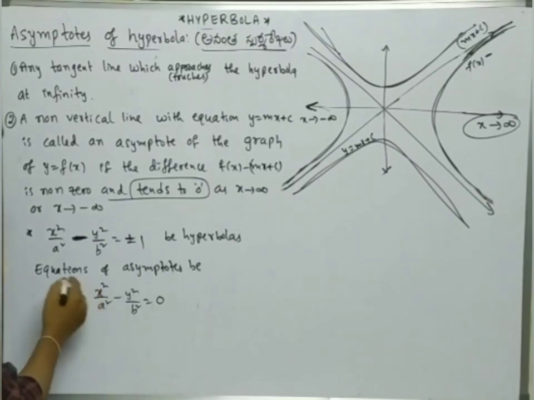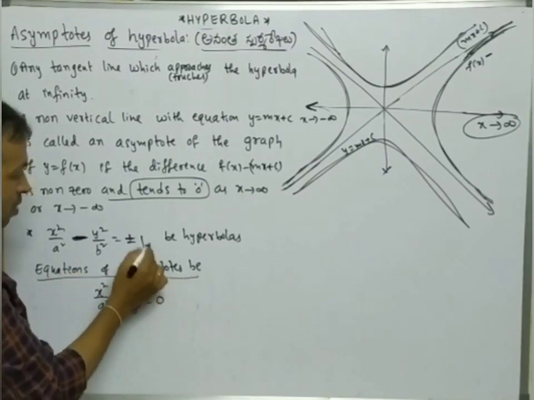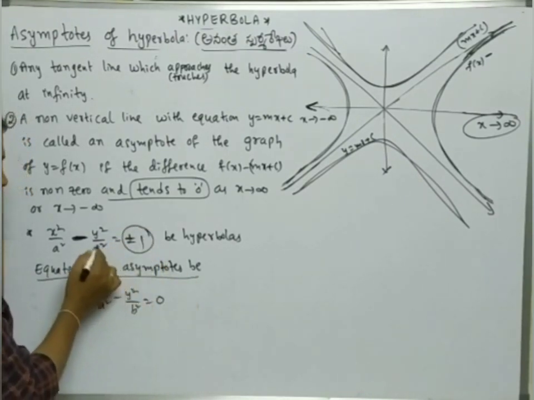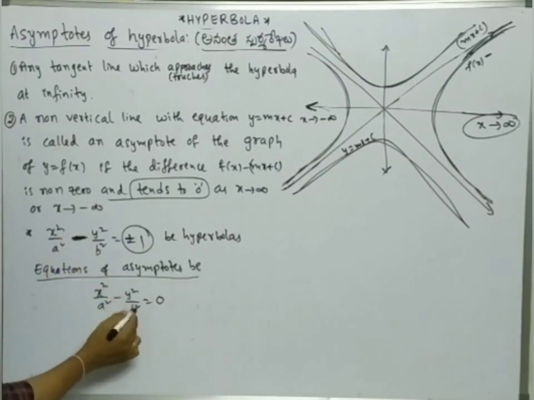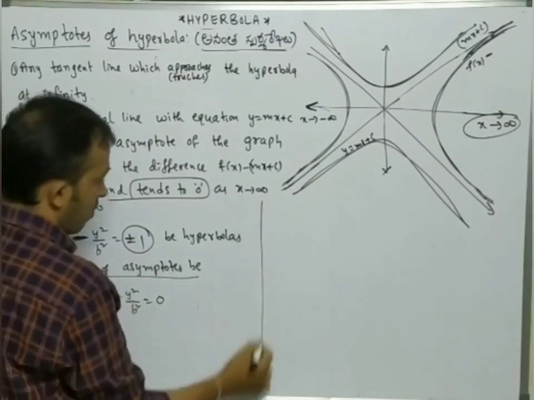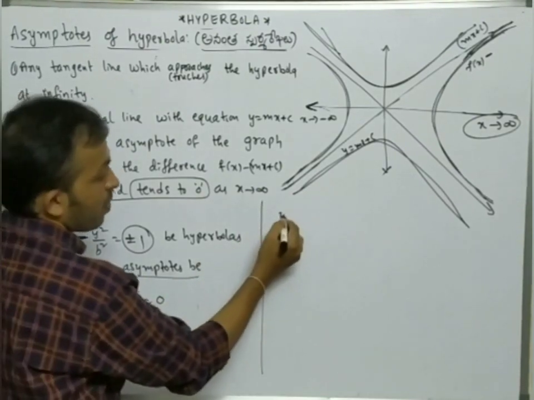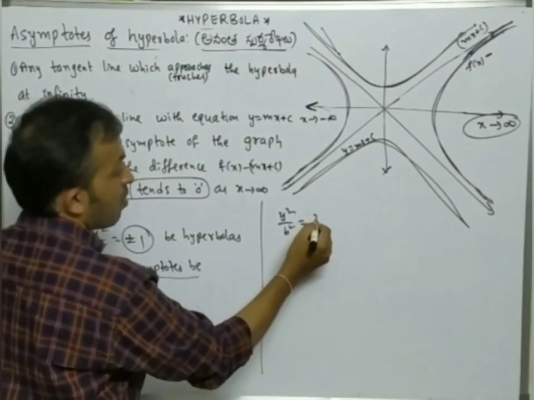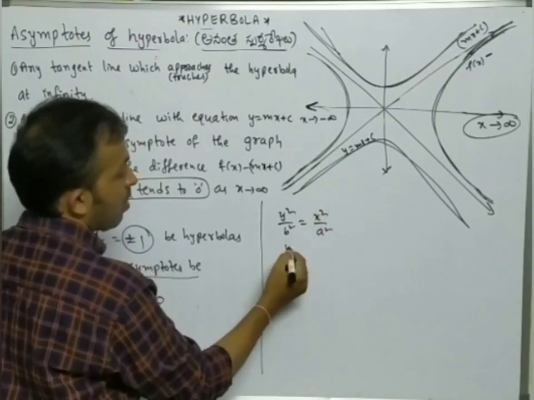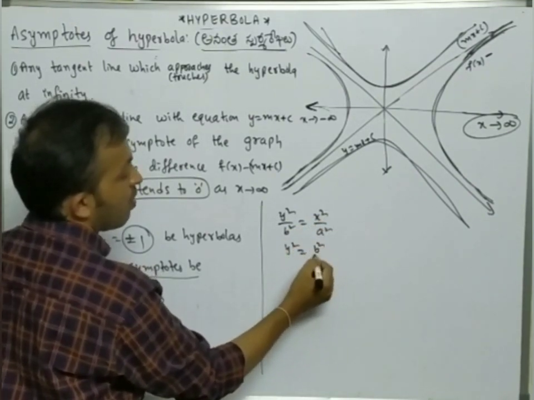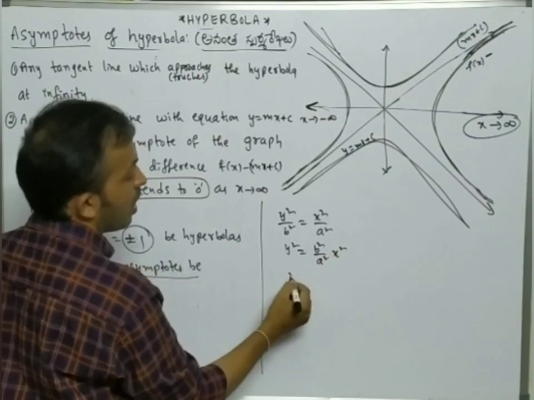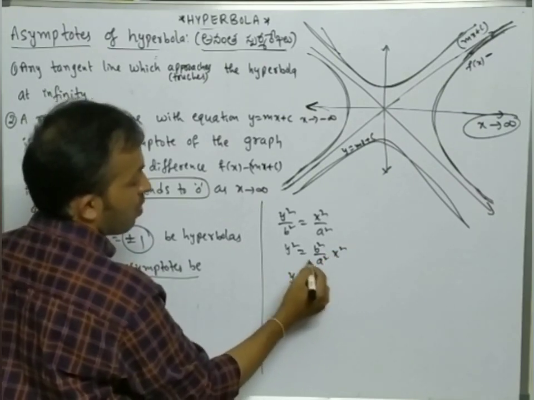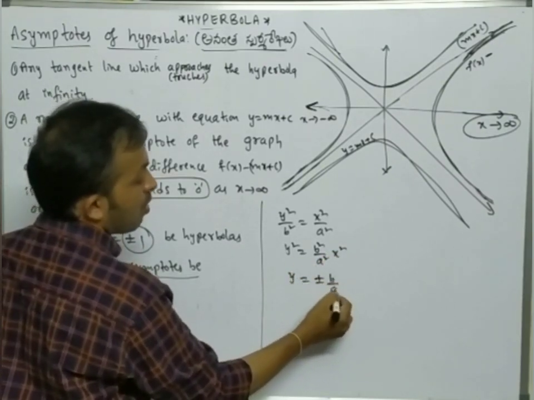So to find the equations of the asymptotes, equate x square by a square minus y square by b square to 0. So from this, y square by b square is equal to x square by a square, so y square is equal to b square by a square into x square. Remove the square root, y is equal to plus or minus b by a into x.